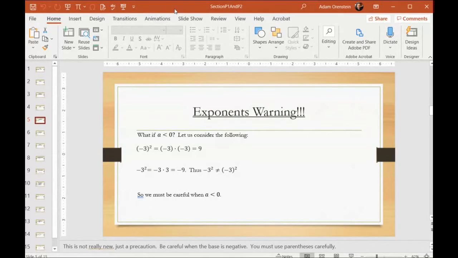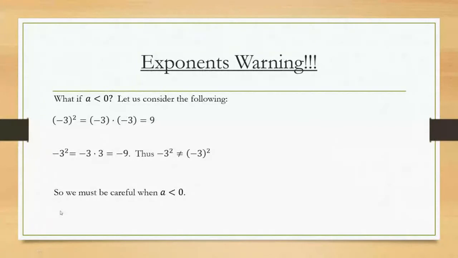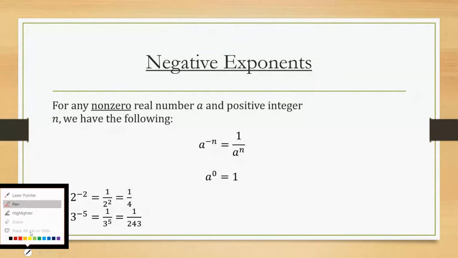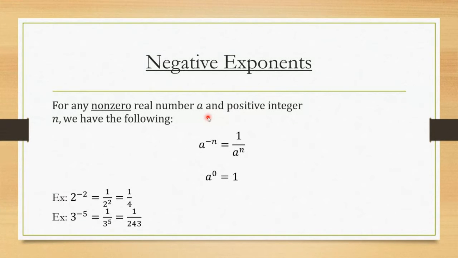All right, so that's the warning of exponents. So now we had exponents that were positive integers. What about exponents that are negative? Well, for any non-zero real number a and positive integer n, a to the negative n is 1 over a to the n. In other words, when you negate the exponent, you do 1 over.